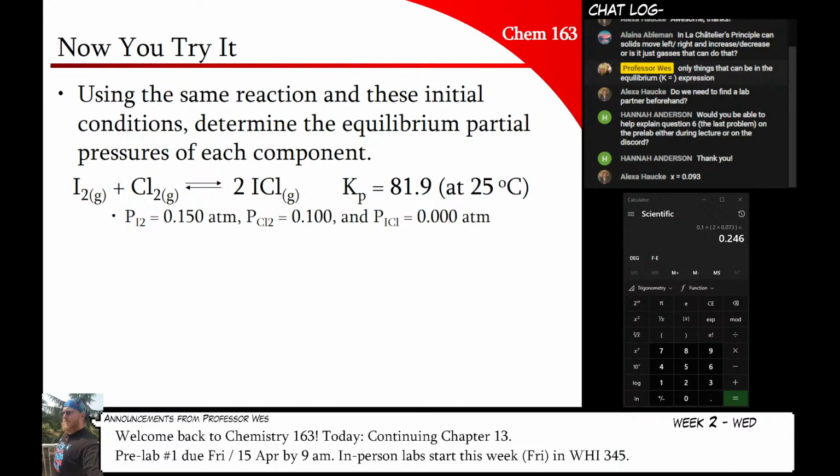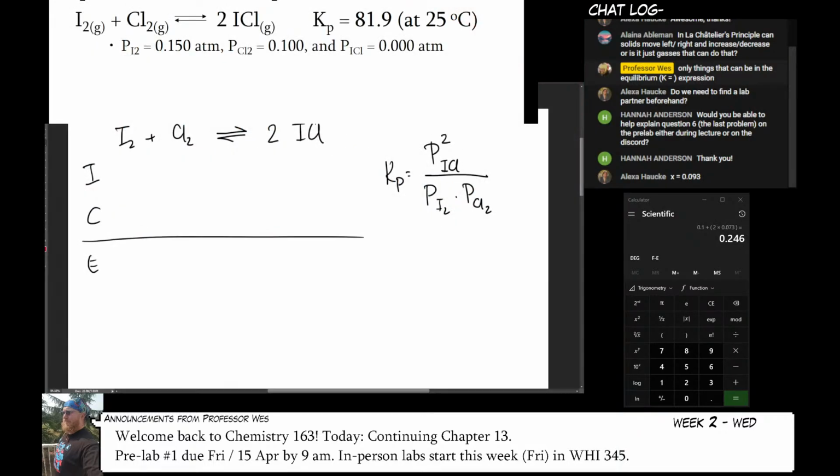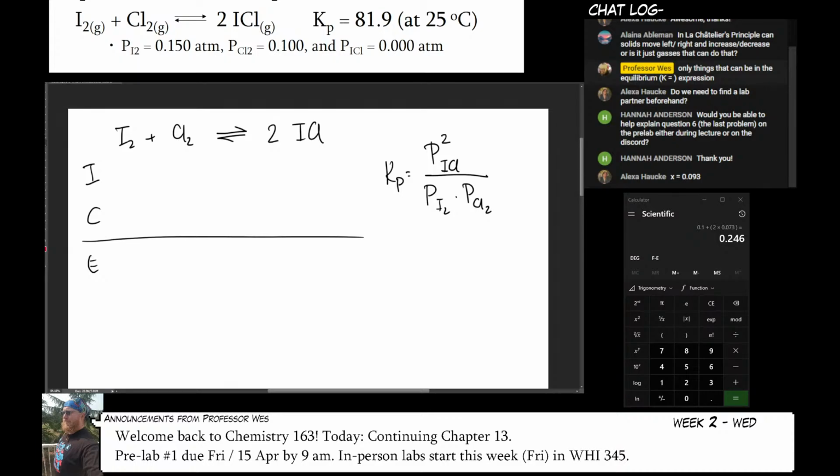All right, let's go over the solution here. So this time I did set it up. Let me clear this out of the way so we have space. All right, so our initial concentrations: I2 is 0.150, chlorine is 0.100, and ICl is nothing.